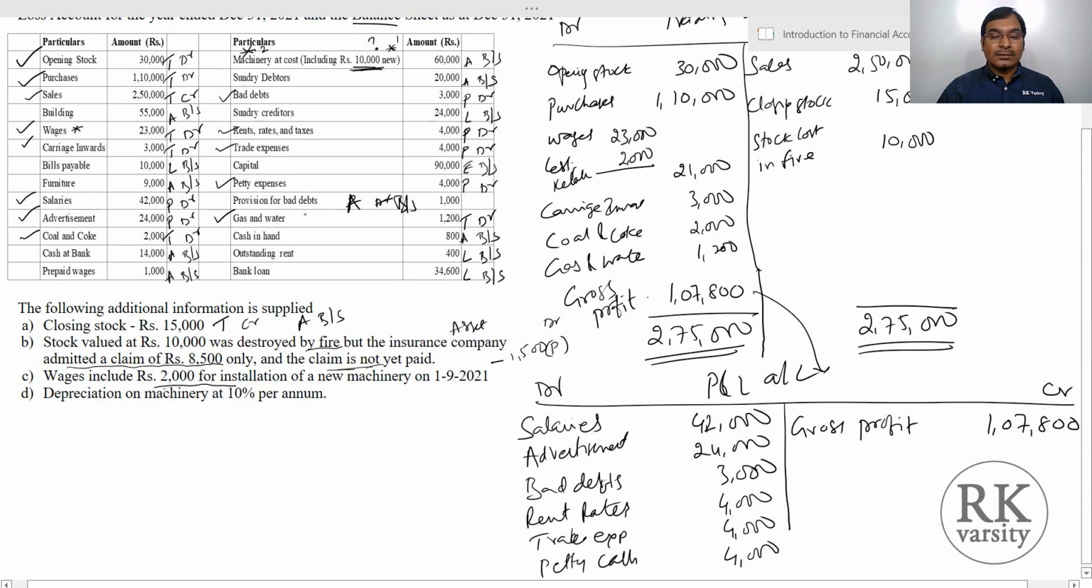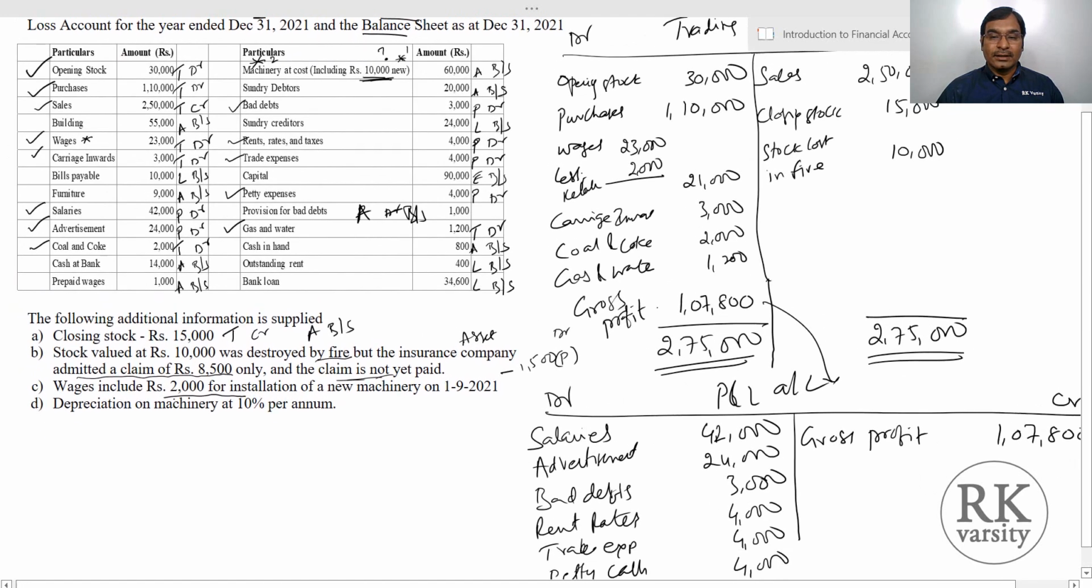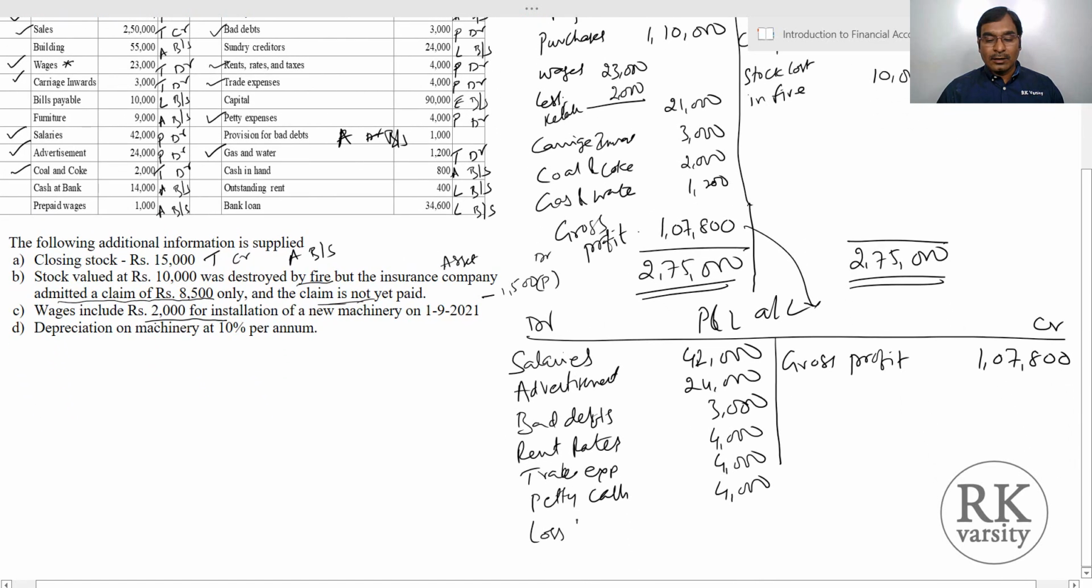So this is done. Then cash in hand, any other item? No. The next is here you have the stock which you lost, 1,500. So we'll write loss by fire 1,500. Then now we are supposed to calculate the depreciation.